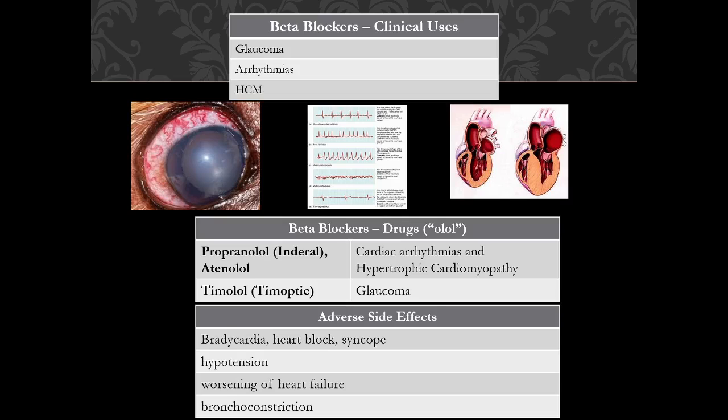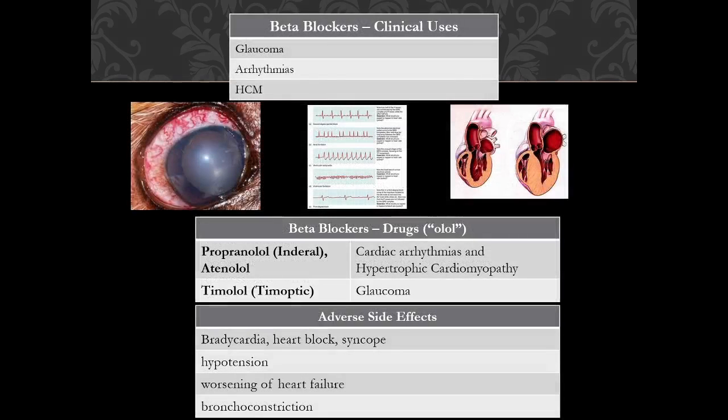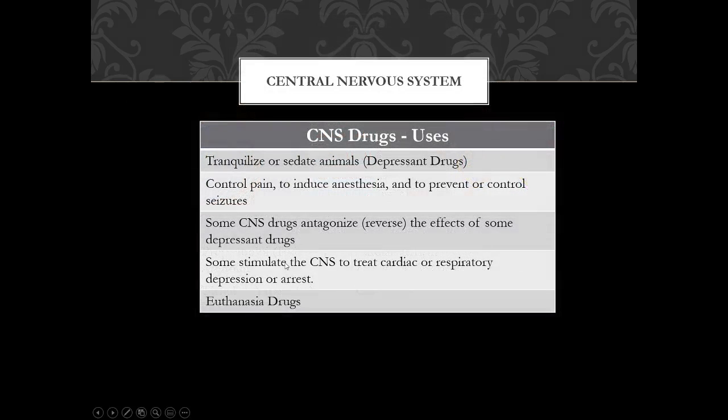Some side effects would be a really slow heart rate, heart block, and syncope, which is when we don't get enough cardiac output to get to the brain. It can cause hypotension, worsening of heart failure if given the wrong way, and bronchoconstriction. So we would have to be very careful using something like propranolol or atenolol, or even giving timolol to somebody who has asthma. We want to be really careful about that with beta blockers.